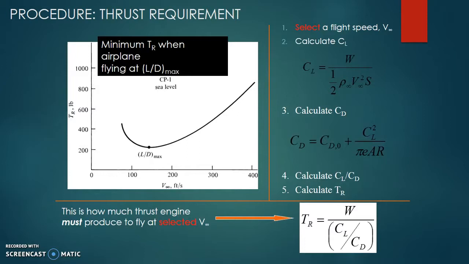We see that minimum TR is when the aircraft is flying at L by D max. So select a flight speed V infinity. What is CL? It is the coefficient of lift, which is weight upon half rho V square S. S is the wetted surface area. It is not just the area of a wing, we know from our aerodynamics. You again calculate CD, which is from the parabolic drag equation. You calculate CL by CD and hence the thrust required. If you optimize, the thrust required at any velocity is W upon CL by CD.